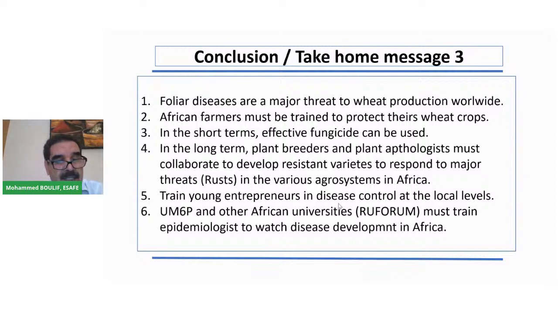The fifth point is that we need, in all this business, to train young entrepreneurs in disease control at the local level. As in the example of Hadcourt, I'd like to see young farmers and young engineers, young technicians among those graduating from schools and universities of Africa, leading the way, showing the way to the farmers how to do it, because that's serious business. It concerns our food production for our continent.